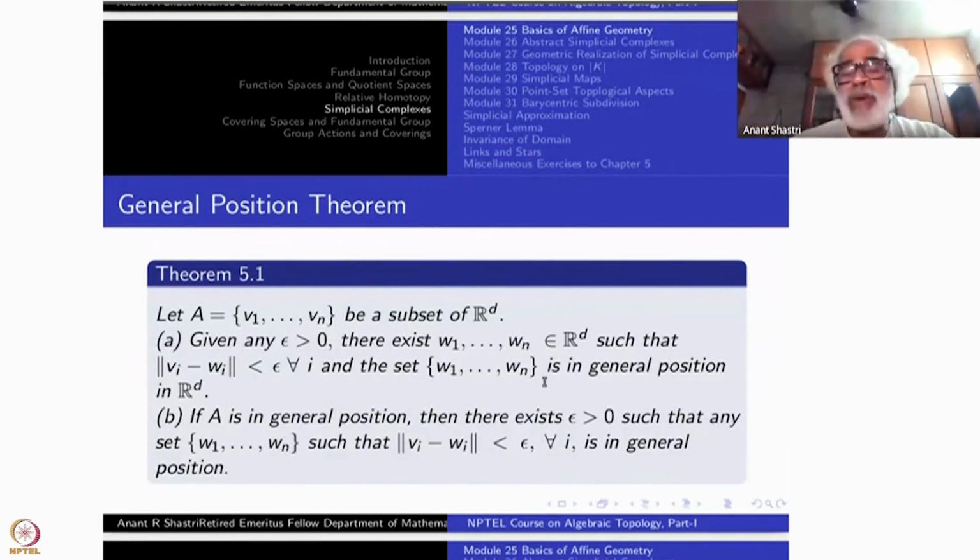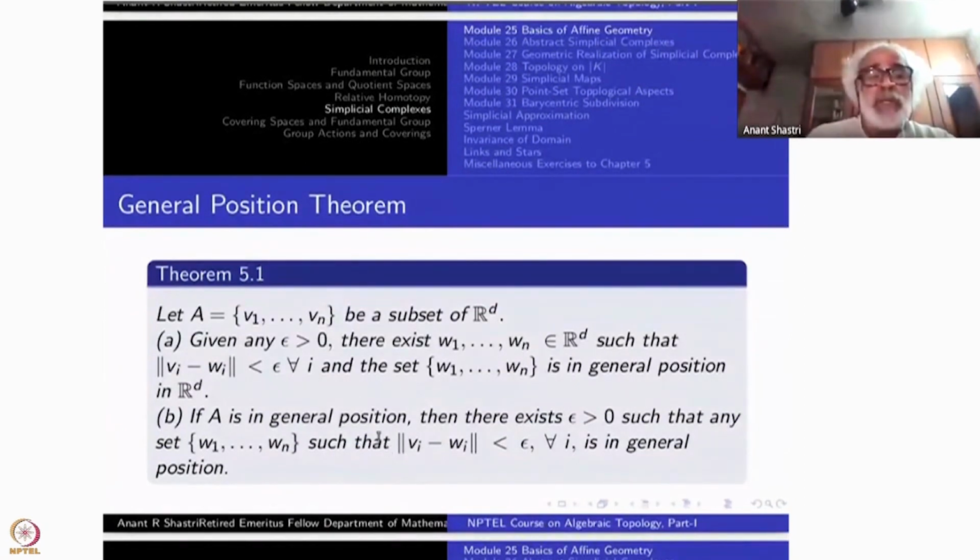You take 3 points in R3. If they are collinear, what will you do? You will move one of the points slightly away, and then you become general position. This slightly away can be as small as you please. Epsilon could be any positive number. That is the meaning of this.